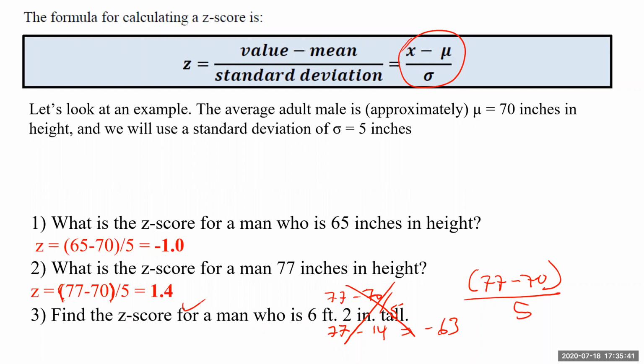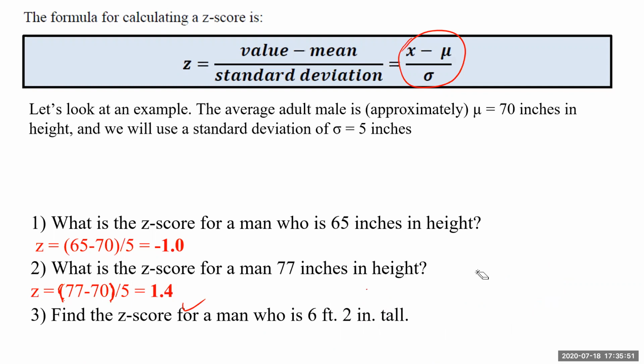Now, find a z-score for a man who is 6 foot 2 inches tall. You have to change this into inches, right? You have to harmonize. So 6 by 12, because we did the conversion, right? 1 foot is 12 inches. So 6 times 12, plus 2 gives you what? 74. And you have your z-score to be what? 0.8.